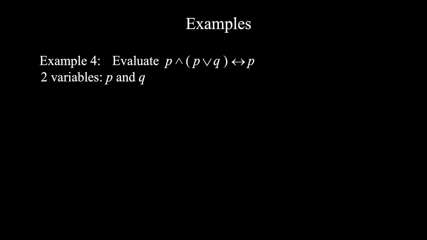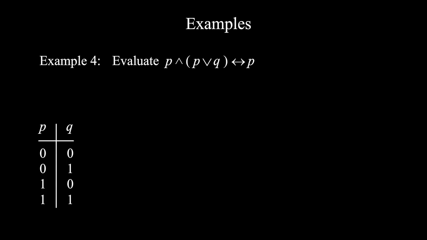Example 4. Evaluate P and open bracket P or Q close bracket if and only if P. There are 2 variables, here P and Q. So here are the combinations of values of P and Q. Note the brackets. Evaluate P or Q first. Put this in the third column. This is just like the truth table of or before.